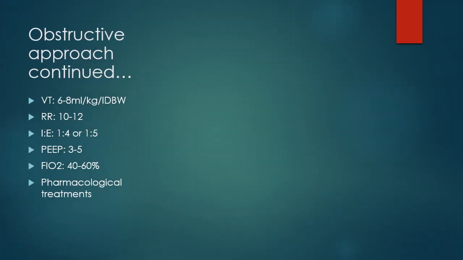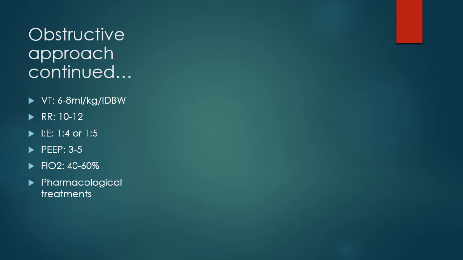So further looking at the obstructive approach, your tidal volume range is still relatively the same. I would encourage you guys to be on the higher end of the tidal volume range, somewhere between 7 to 8. The reason why that is because you want to make up for the loss in minute ventilation due to a lower respiratory rate. So instead of the respiratory rate being 16, it is now 10 or 12, which drops your overall minute ventilation. So you need to make up for that by increasing the tidal volume to somewhere between the 7 to 8 milliliters per kilogram of ideal body weight range.